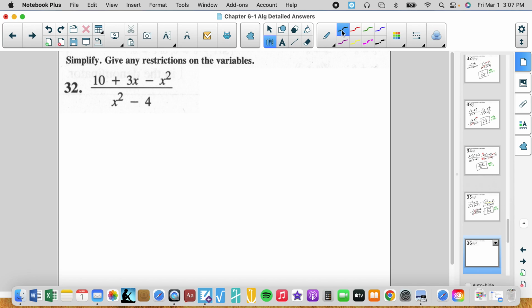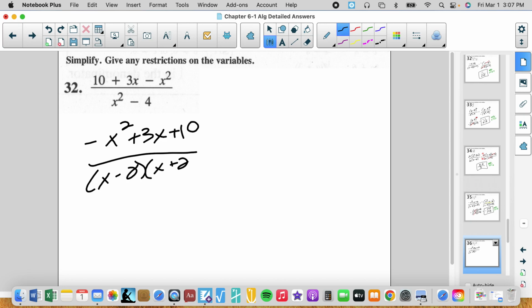We will rewrite this in standard form. We see that that is the difference of squares. Factor out a negative.